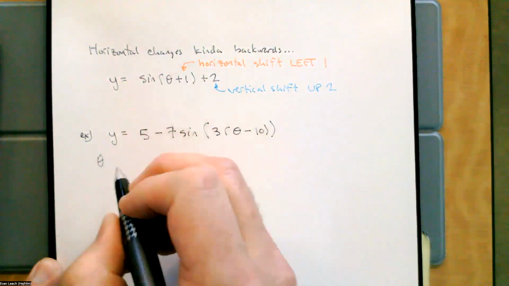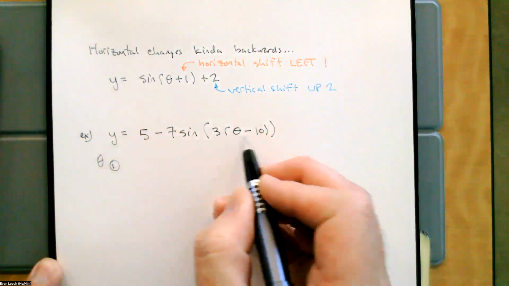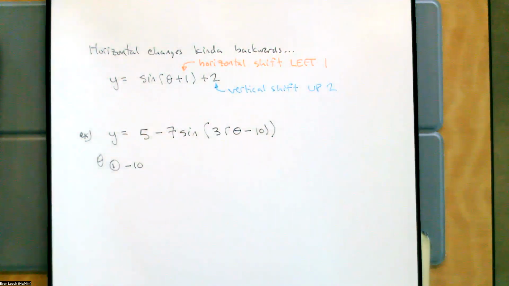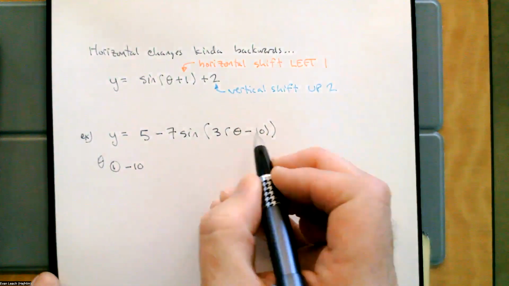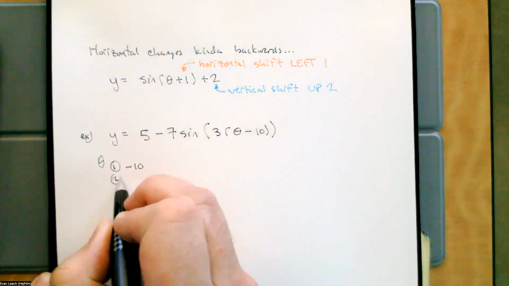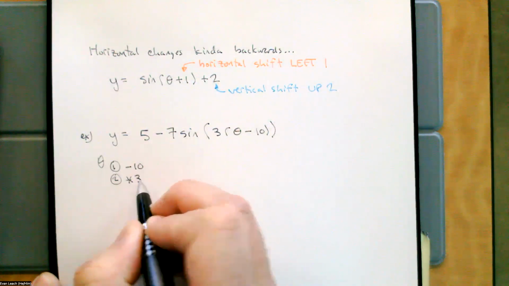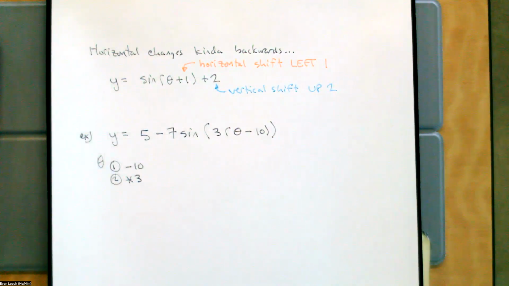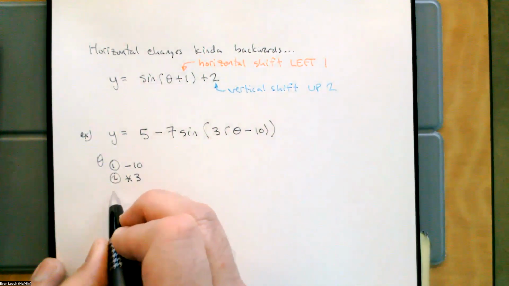We start off with theta, and the first thing that we do is subtract 10. That's addition that happens before the trig function. Next, after we do theta minus 10, we multiply the result by 3. Next, multiply by 3. Third thing that happens is the trig function. So third, we do the sine.